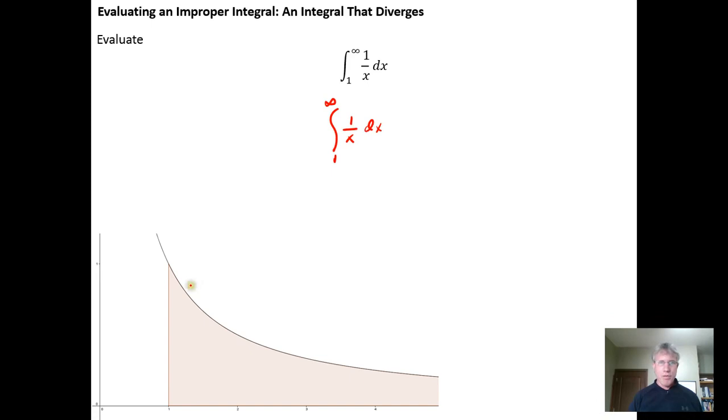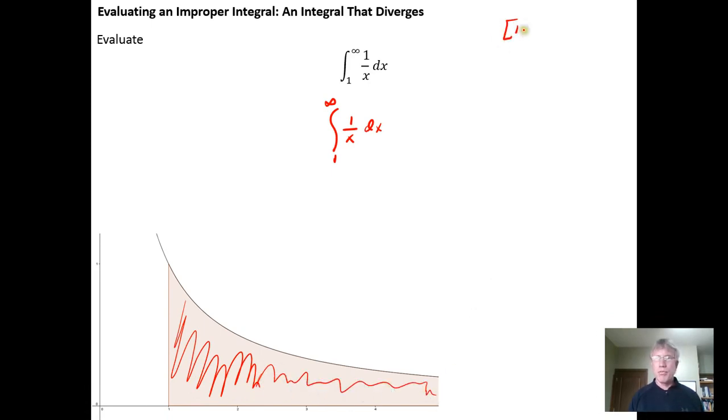So here's the graph of 1 over x, starting at x equal to 1 on the x-axis and going to infinity. Just like in the previous video where we were evaluating the integral of 1 over x squared, we're finding the area under the curve from 1 to infinity. We're looking at the interval from 1 to infinity. It's a half open interval.